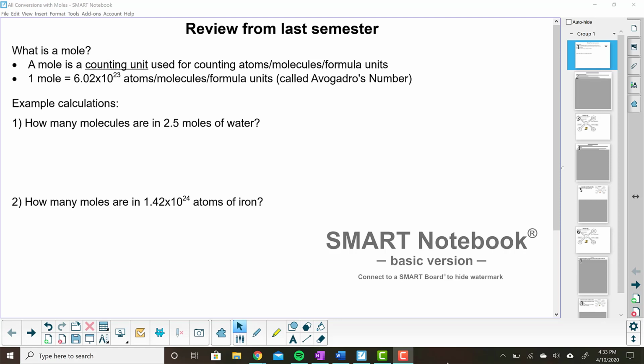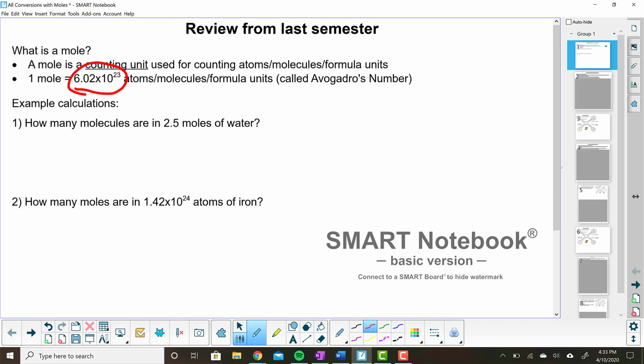But you guys remember that the mole is a counting unit. Remember that a counting unit is something that stands for a number. So just like a dozen means 12, a mole has a number associated with it as well. And that number is Avogadro's number, 6.02 times 10 to the 23rd. So this is the number of atoms or molecules or formula units that are in any one mole of something.